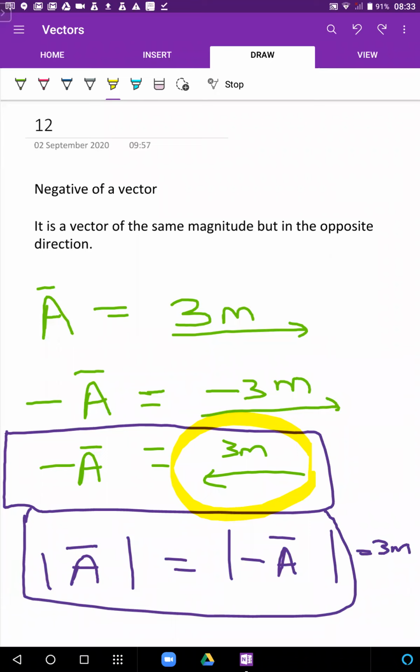That sounds weird. We'll always tell you some positive magnitude and the direction. Directly we'll say 3 meters towards the left. So a vector always has positive magnitude.